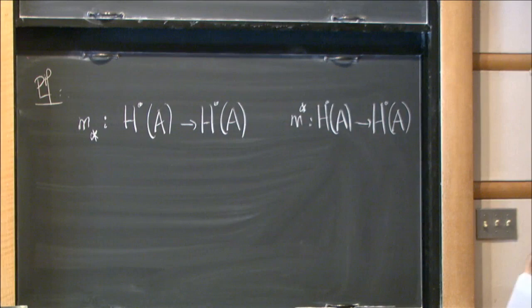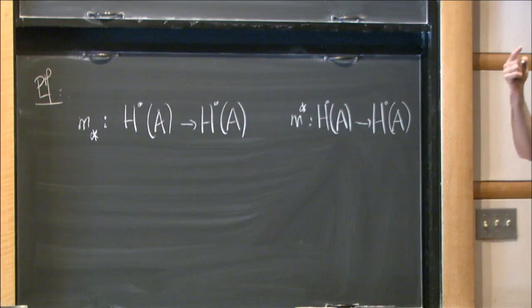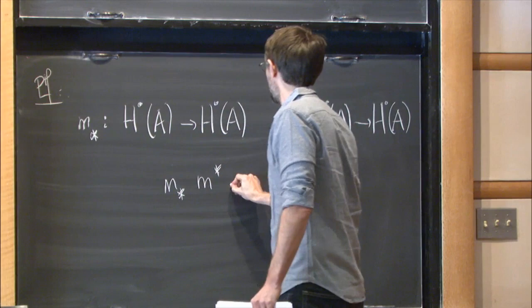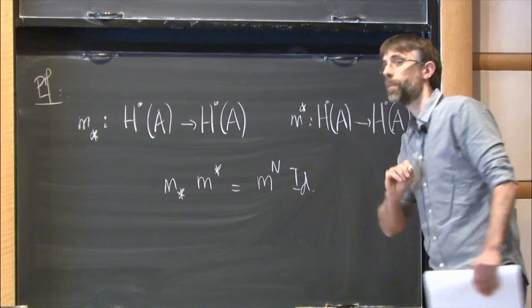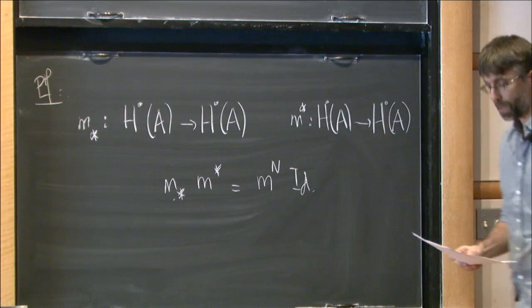So we have these two maps, and the multiplication by m in each fiber induces a covering map from A to itself. Because the multiplication by m is a covering of degree m to the n, if we first pull back by m and then apply the direct image map, we end up with m to the n times the identity. So in particular, this map here is injective.